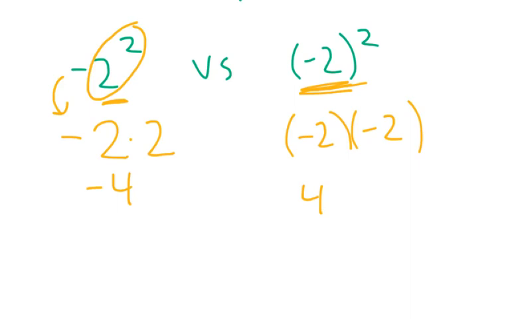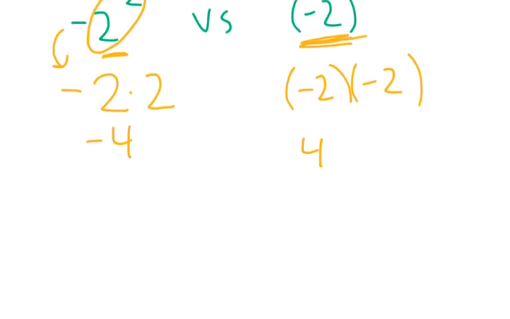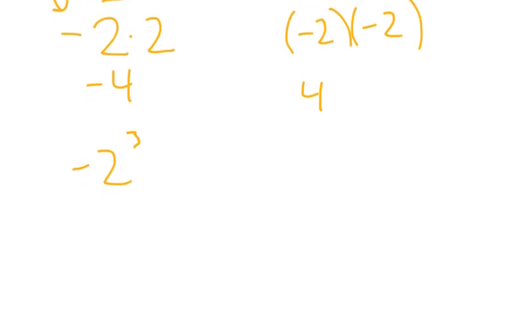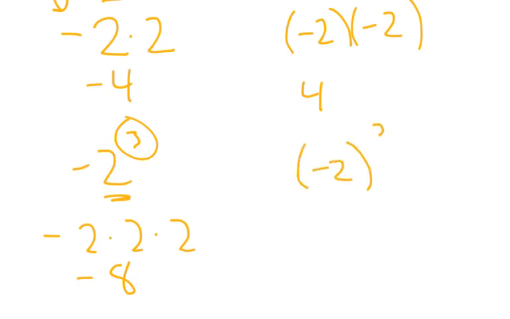And then, just to take this idea one step further, -2 to the third is going to be negative, and then 2 times 2 times 2, because again, only the 2 is being raised to the third power there. And so that's going to get us -8. But if we do, in parentheses, (-2) cubed, that's 3 sets of parentheses, each with a -2 in them.